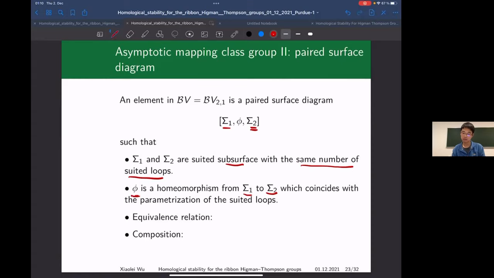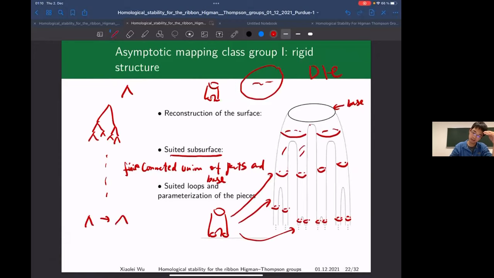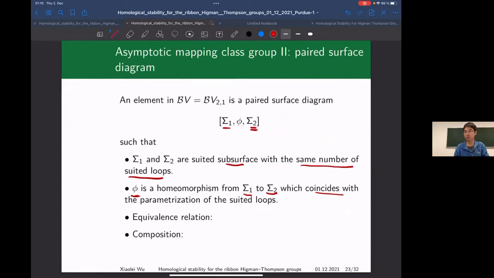which coincides with the parameterization, because I have a parameterization of the pants, so there will also be a parameterization of the suited loops. And the equivalence relation is now: if you have a suited subsurface, you can extend the map by adding a pants. If you know where these pants are mapped to, there will be a unique map, because I'm just using the parameterization. So I have an equivalence relation also. In this way, I define a group by declaring two such pairs equivalent if they are isotopic to each other.